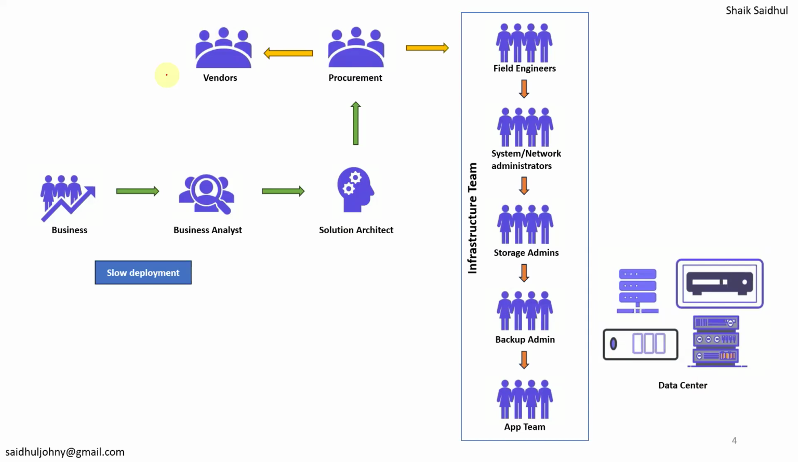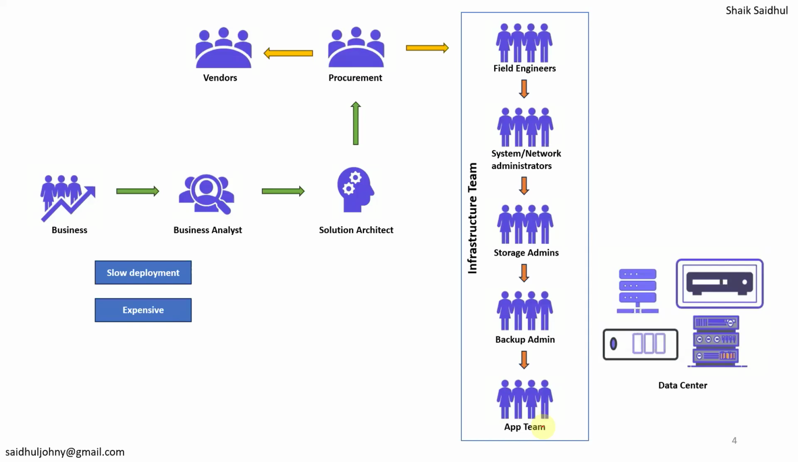And similarly, multiple teams are working behind the scenes. Rack and stack has to be done, networking, all of these things take a lot of time. So that's the reason the entire deployment takes a lot of time, and that's why we call it a slow deployment model. Does it make sense? Right. It's a slow deployment model because it is a time consuming model. So everything is taking a lot of time here.